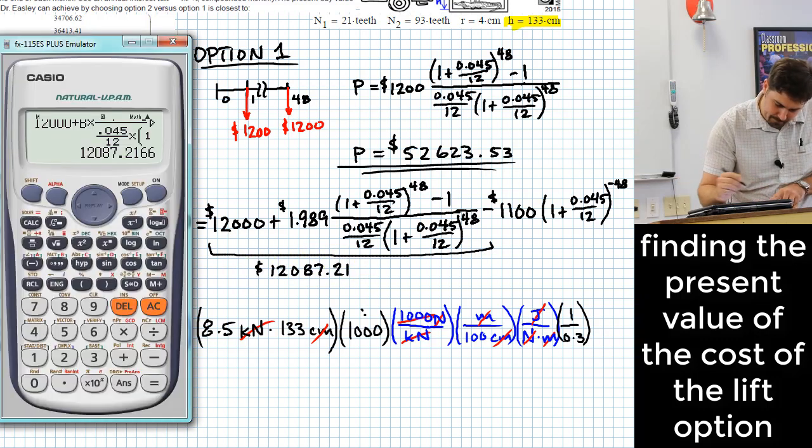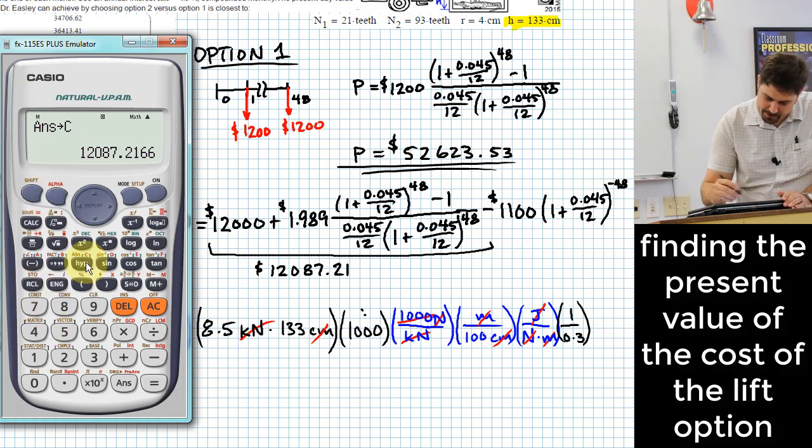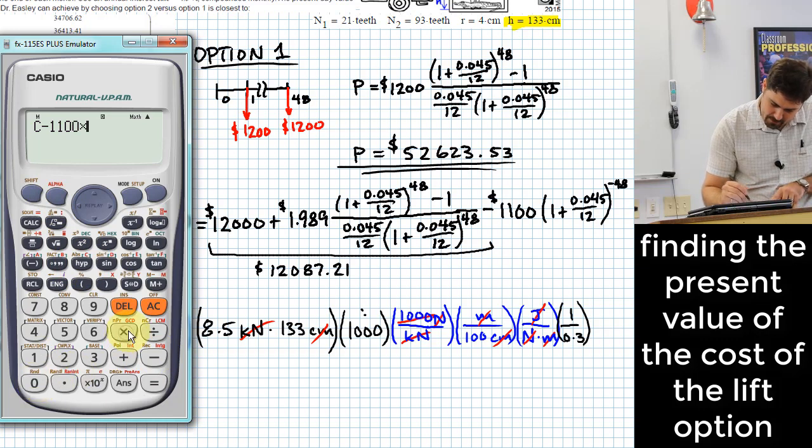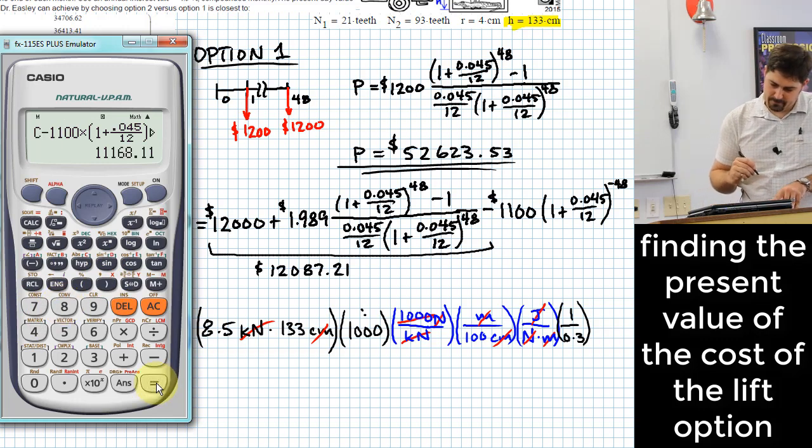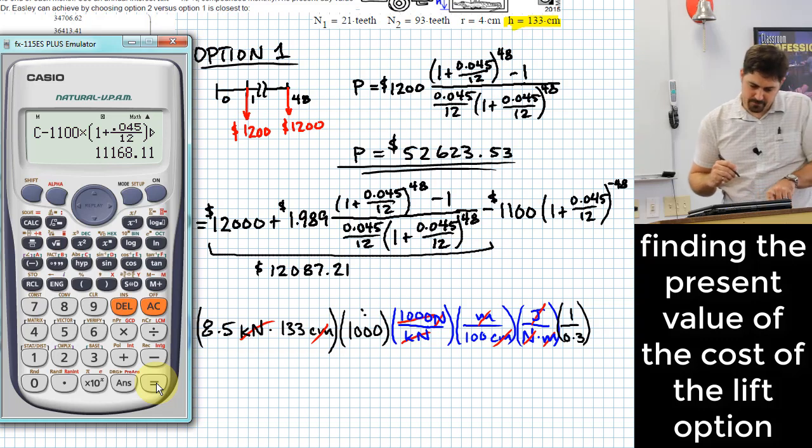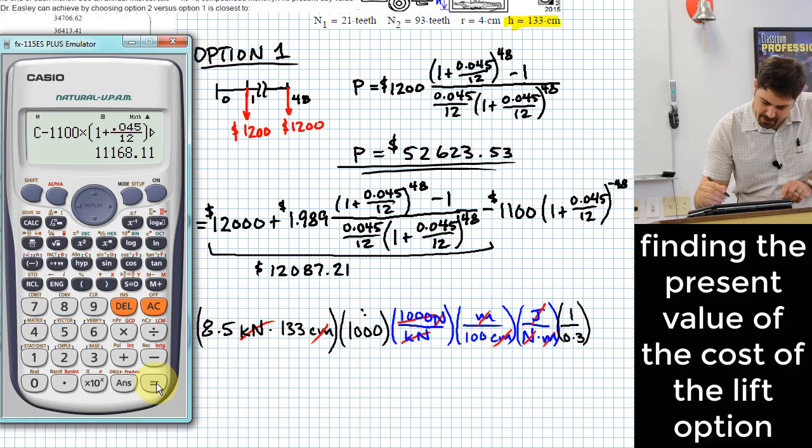Okay. And I will store that into C. Now what I'll do is I'll take C, and I will subtract from that 1,100 times 1 plus 0.045 over 12 raised to the minus 48. Okay, which gives me 11,168.11.